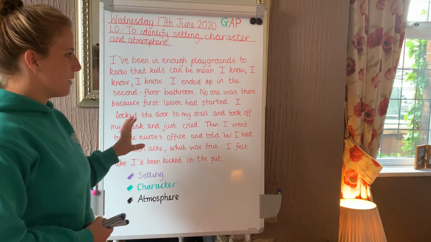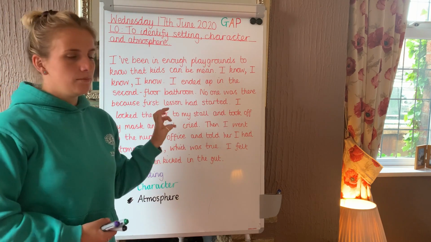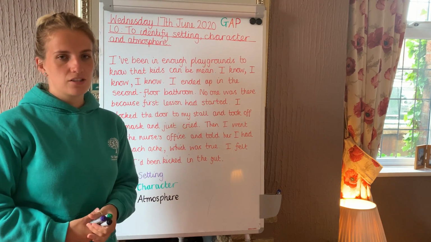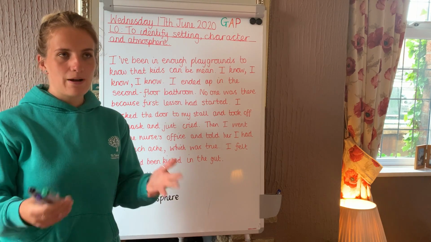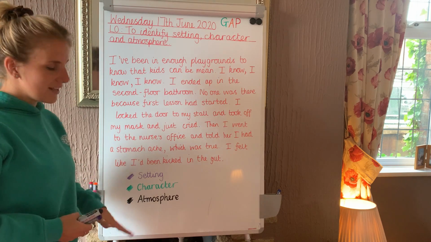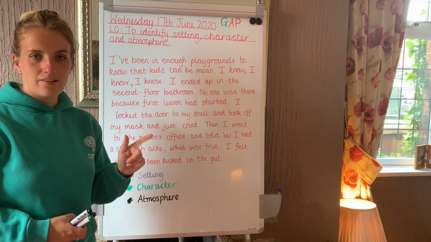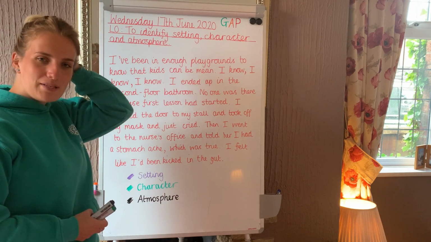Okay, so it's quite a powerful paragraph from the story, and it's where August realises that Jack Will isn't actually being very nice about him behind his back. So what we need to do now is look at these three things, and I've created a key at the bottom which identifies the setting, the character and the atmosphere.